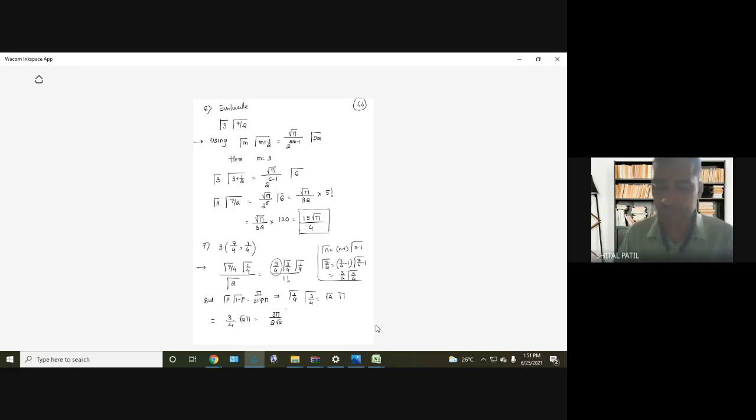This is used. 3 pi divided by 2 root 2. This is the answer. Hope this is clear. Can I change the page? Next example. Let me change the page.